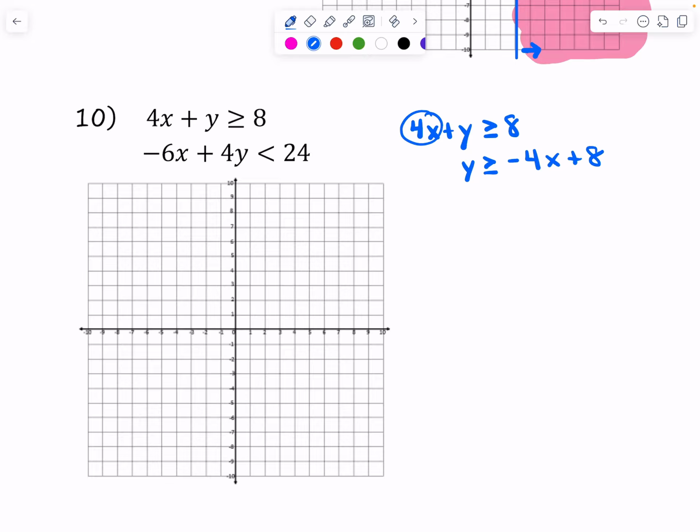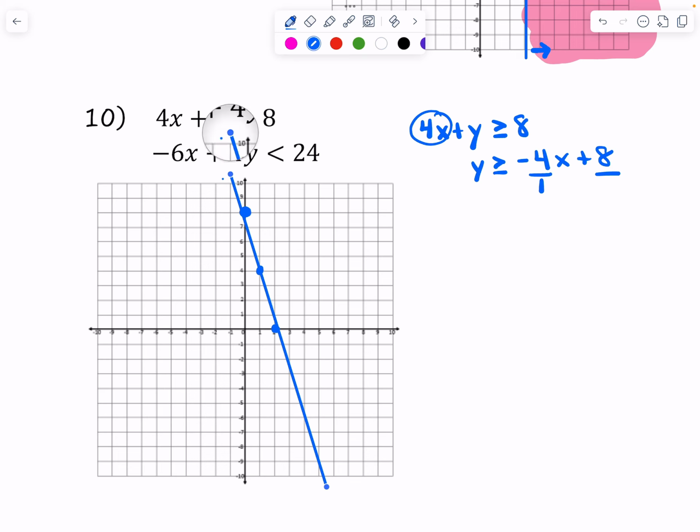Now this one is in slope-intercept form. My y-intercept is 8. The slope is -4/1. So -4, that means we go down 4, right 1. Now this one is y is greater than or equal to, so this is a solid line. And on this solid line, we are going to be shading greater than it, so something that is going up or is above the line. Okay. So there's our first equation.